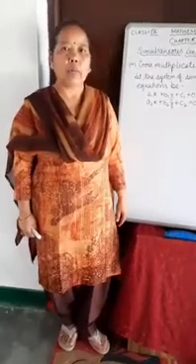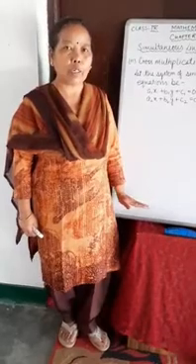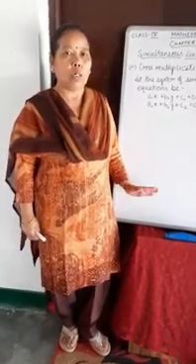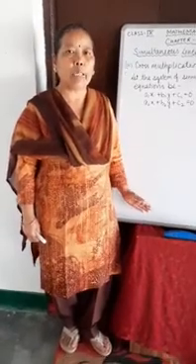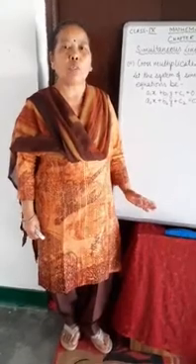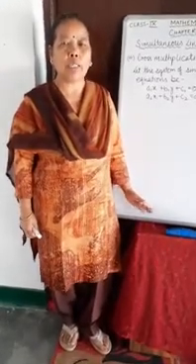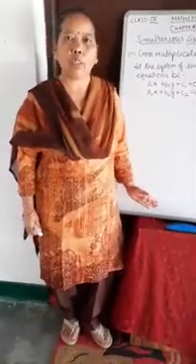Class 9. In the previous video, I started chapter 5, in which I explained how to solve simultaneous equations by using the elimination method and the substitution method. Now the third method of solving simultaneous equations is the cross multiplication method, which I am explaining today.